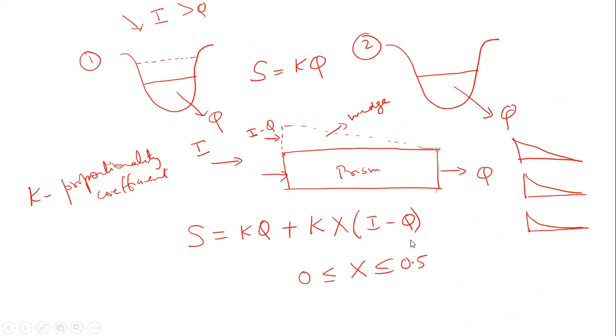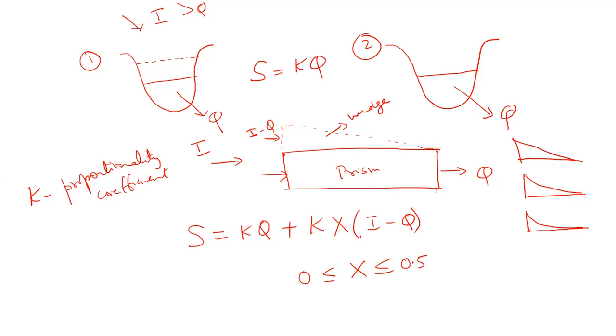But if a flood is entering the channel reach, then at one end I have a wedge with a height represented by I minus Q, and at the other end it is simply Q, because the flood has not yet reached the other end. So I include that term within the storage as KQ, the prism storage, plus K times X times I minus Q. K is a proportionality coefficient, and X represents the properties of the wedge. If X is 0, there is no wedge. If X is 0.5, the wedge is perfectly triangular. And if it's somewhere in between, it is some other shape.